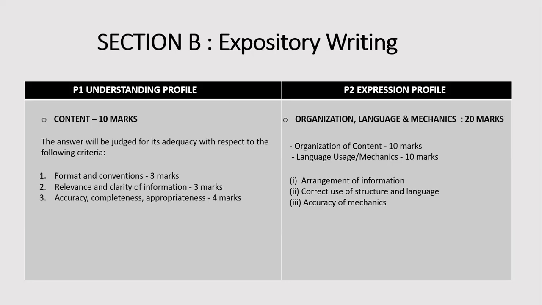I've been putting a lot of emphasis on this section simply because it carries 30 marks, and I think it's an easy 30 marks you can get, right? So, content is 10 marks, organization, language, and mechanics is 20 marks. Mechanics is actually very important here because I want you to understand that your commas ought to be commas and not semicolons, right?